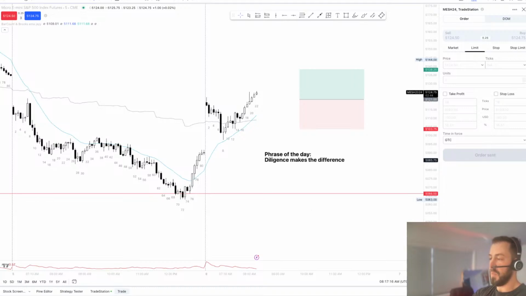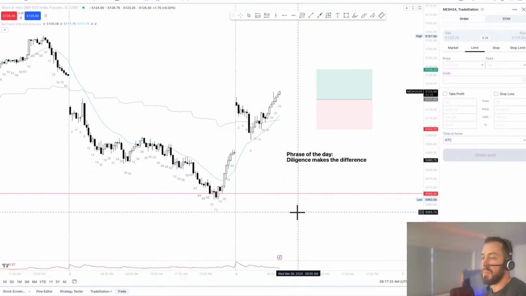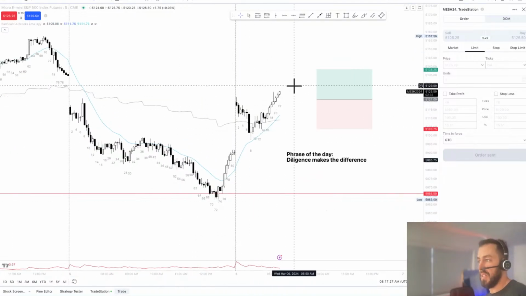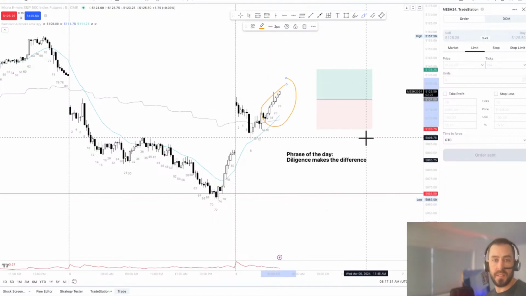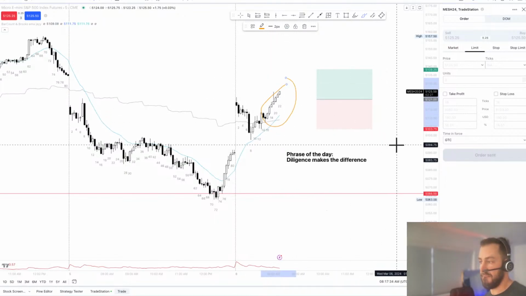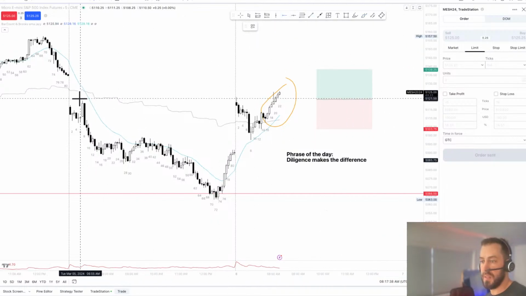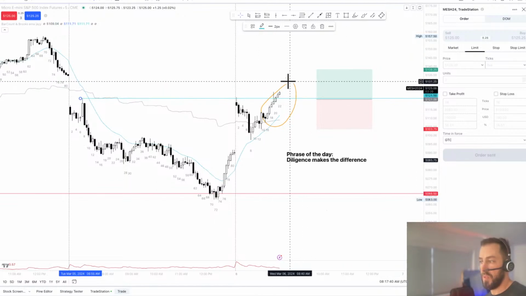So powerful when you see the market just blast through an area of resistance. If the market was going to slow down, you wouldn't see this. You would not see this. You would not see that. If the market was going to slow down here, you just wouldn't see that.